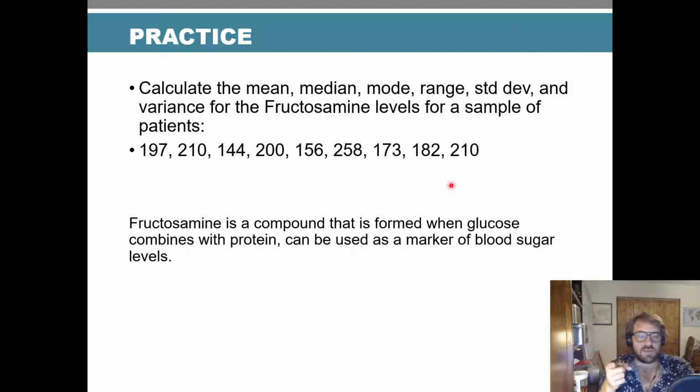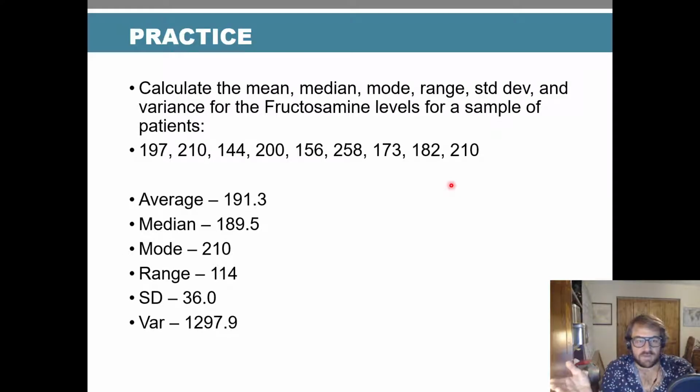Okay, welcome back. Here are your answers to check to see if you got it right. The average is 191.3. The median is 189.5. The mode, 210. The range is 114. The standard deviation is 36. And the variance is 1,297.9. Okay.